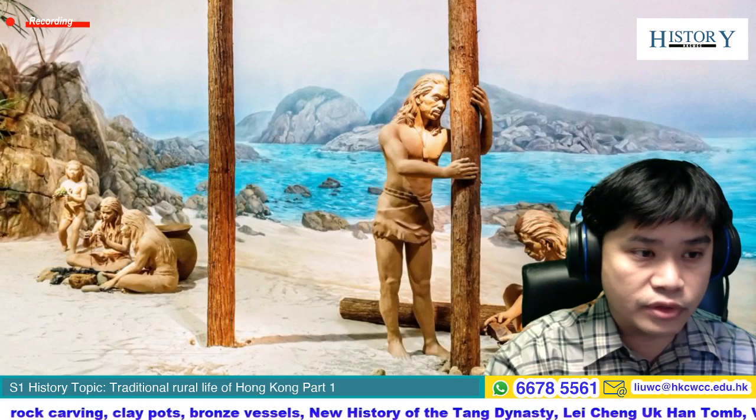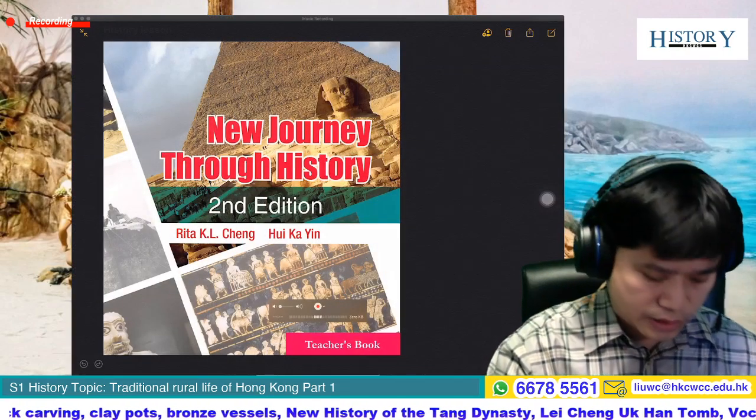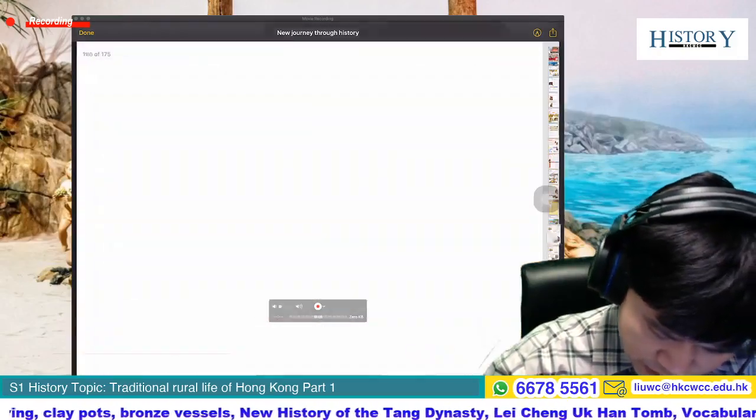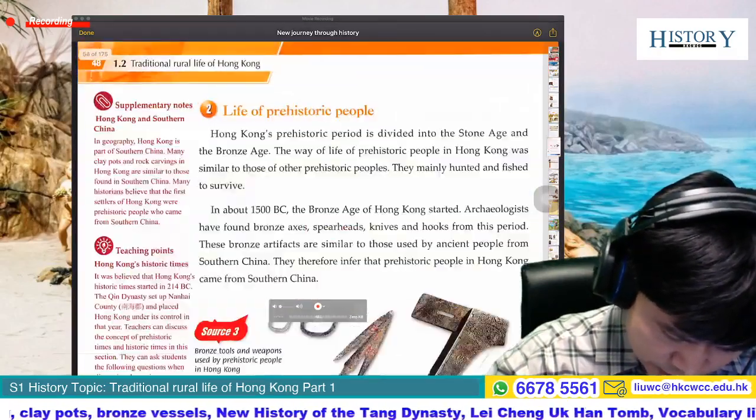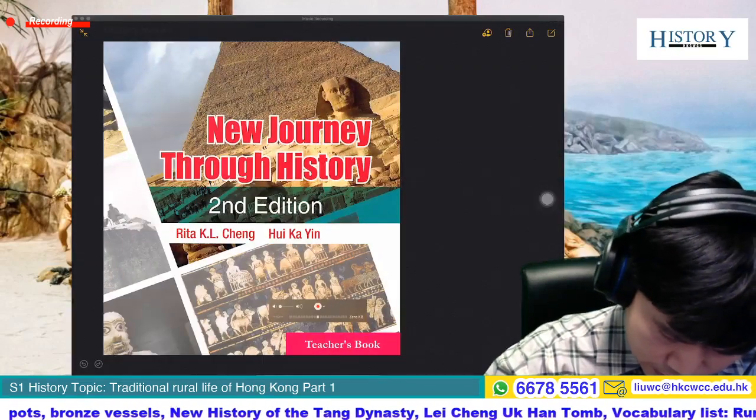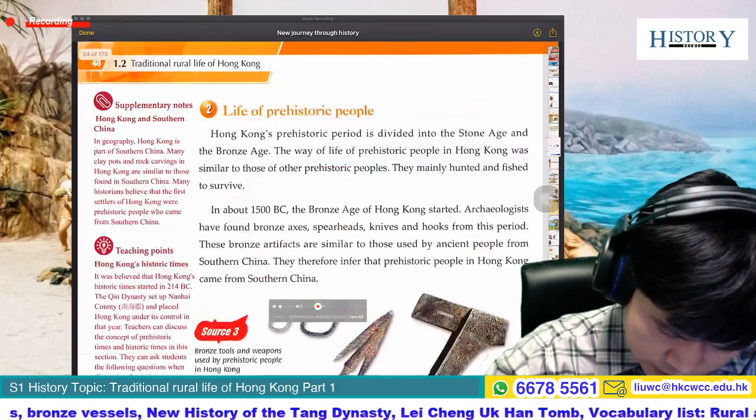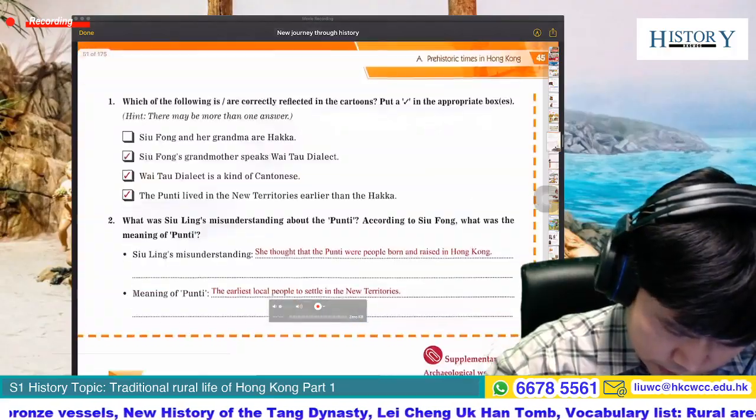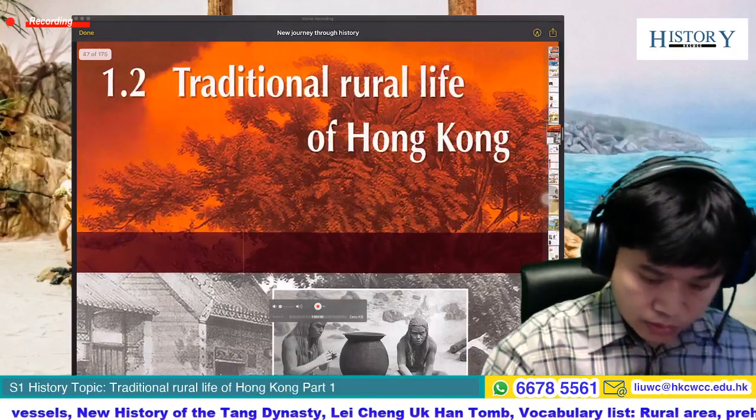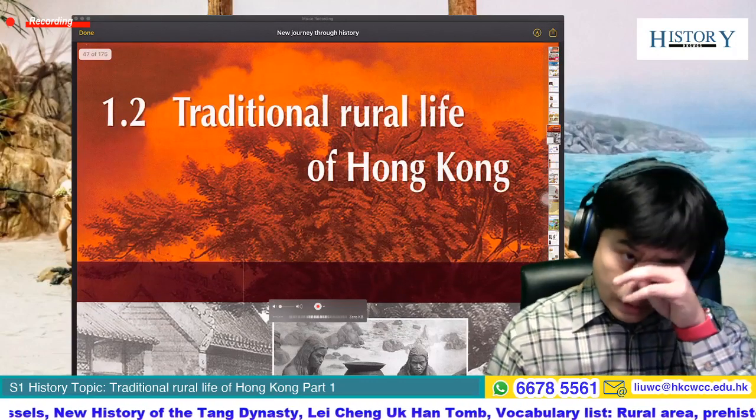If you have your textbook, this is your textbook. Oh no, this is not your textbook, but just for this part. This part. Okay, so the rural life in Hong Kong.